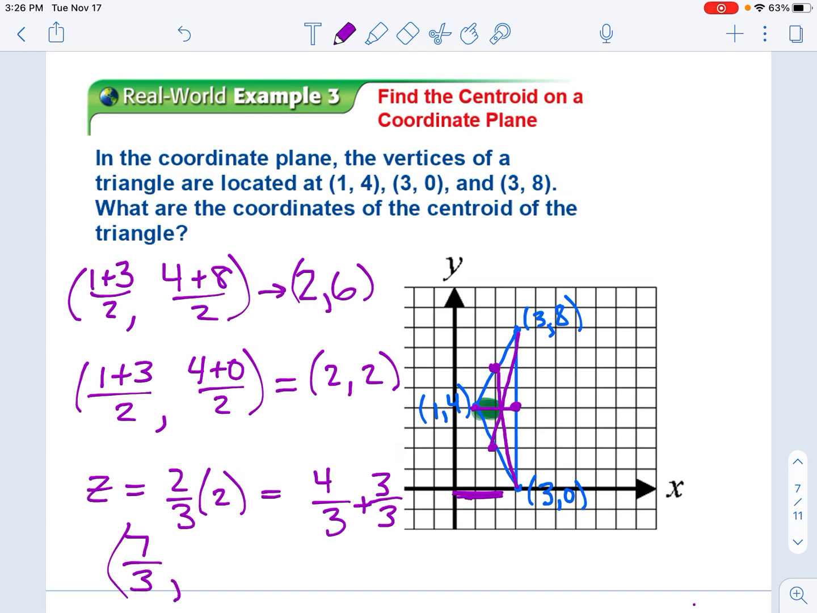And my y value, once again, we got really lucky. We're going to count up 1, 2, 3, 4. And we are good to go. So if you check here, 7/3 is actually 2 1/3. Make sure you go over 2 1/3 and up 4. If that is looking good, which it does to me, that is the point of our centroid. So that is where all 3 lines cross.